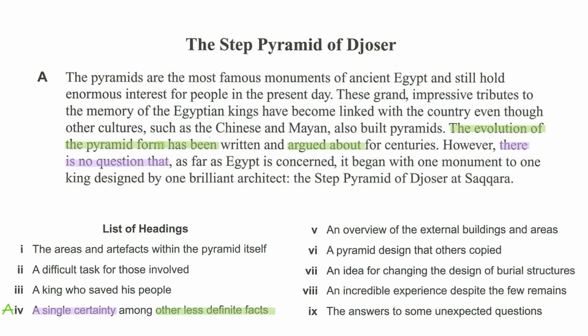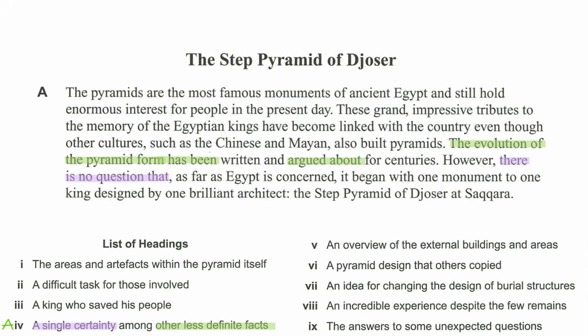The words in purple, "there is no question," make us think about a single certainty. And the words in green, "the pyramid form has been argued about," are referred to as other, less definite facts. There are no matching keywords at all.